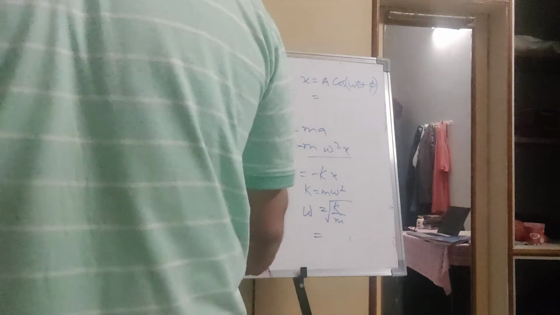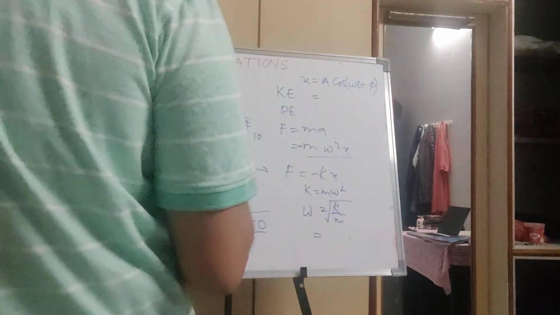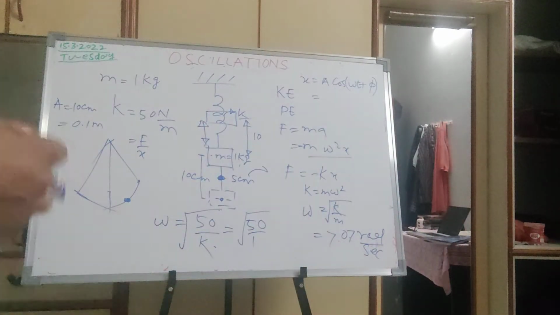If you replace k as 50 and the mass as 1, you will find omega is 7.07 radian per second. Remember, the unit of angular velocity is radian per second. Don't forget that. So we got this to be 7.07, and therefore when the particle is 5 cm away, we have x(t).